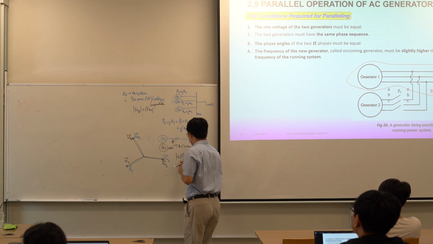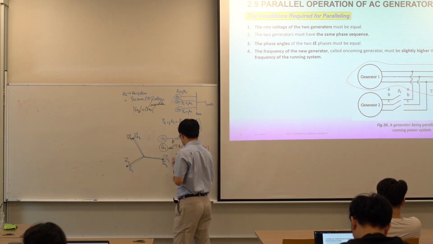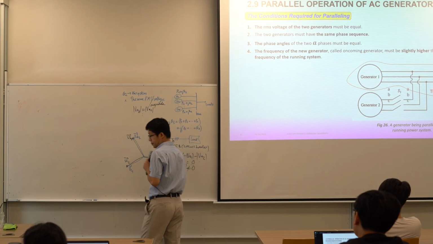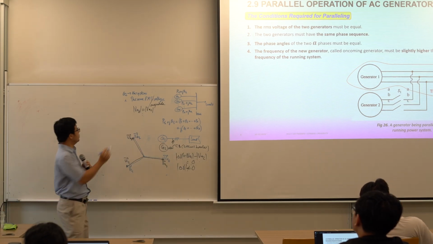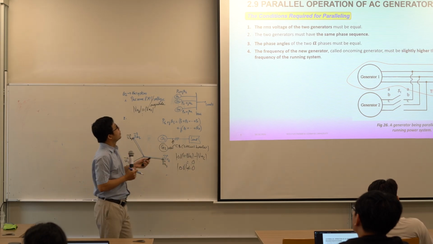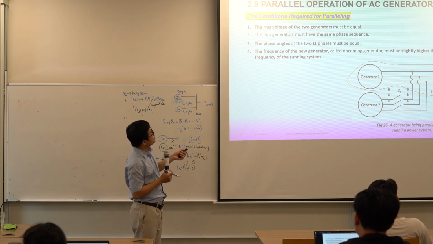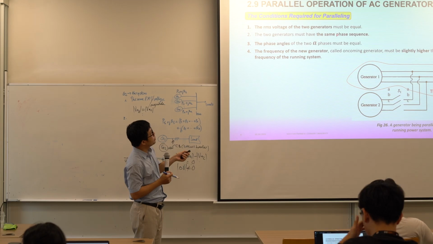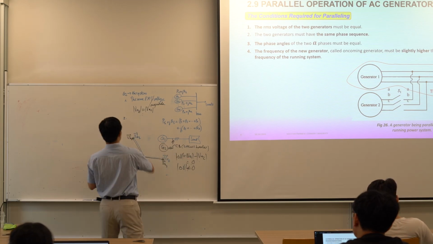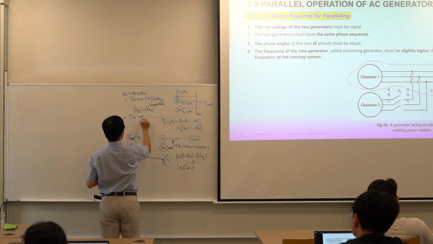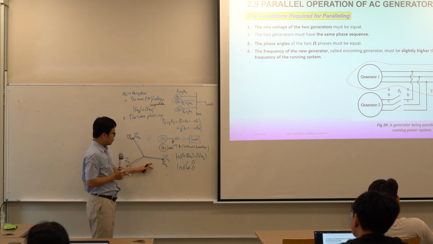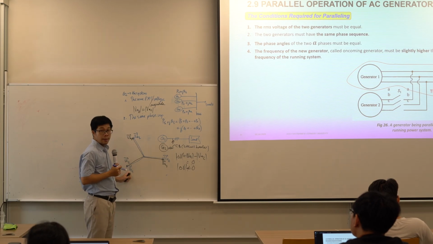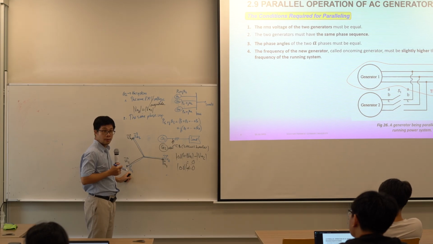Okay, so delta V. Here I just mentioned magnitude. So number two: the two generators must have the same phase sequence. This is the same phase sequence, this is A, B, C. The same phase sequence. If it is a different phase sequence, what will happen?